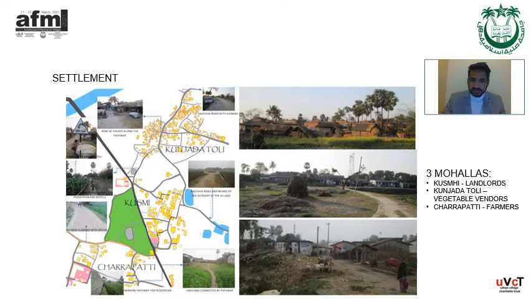In the panoramic view on the right side, you can see very clearly densely packed huts, and also palm trees, which are abundant in nature and also used as building material. In the Kusmi village, there are ponds overlooking the houses, and also there are a lot of open spaces here. And in Kunjratoli, there is a mix of huts and also brick and mortar houses.